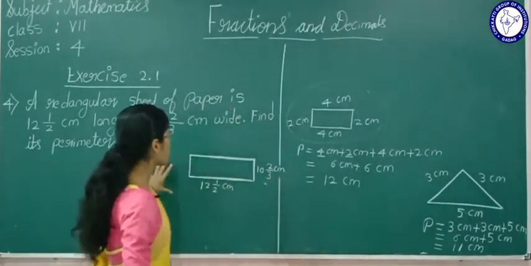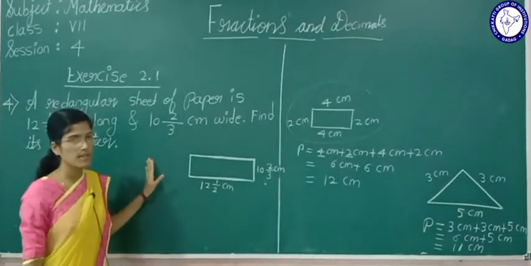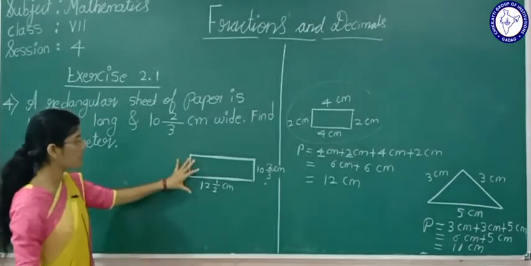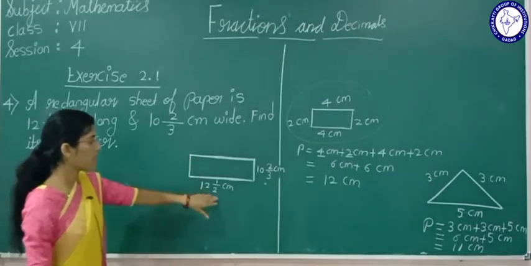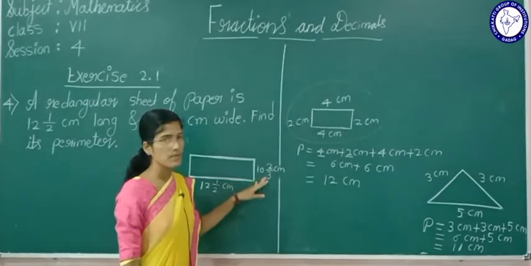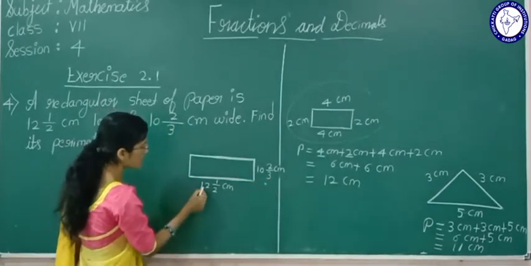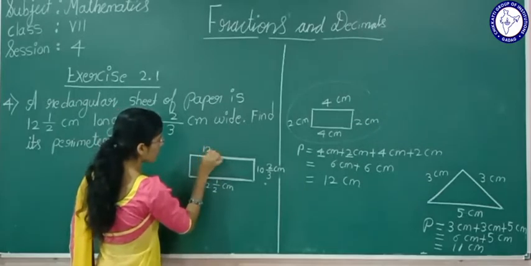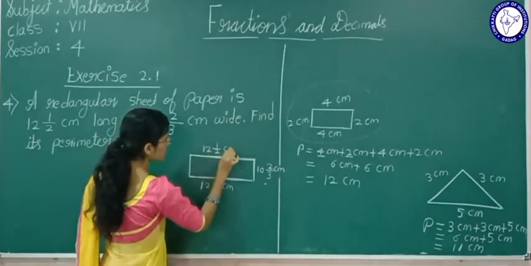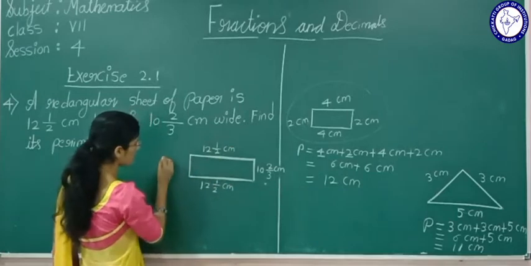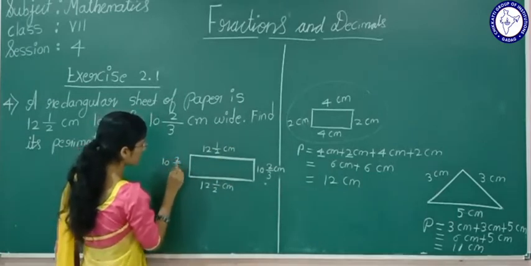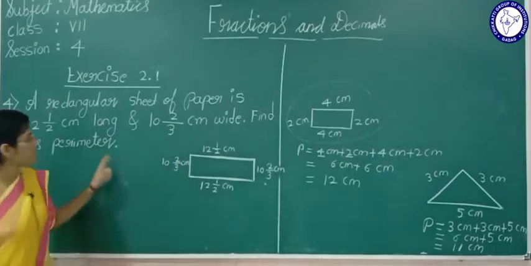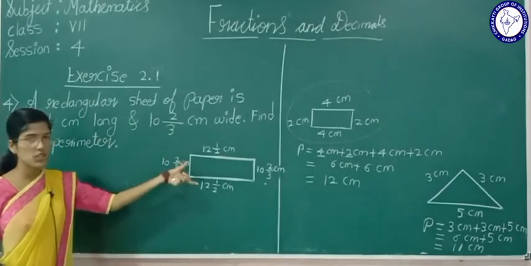Now, related to perimeter, one question they have given. One rectangular sheet of paper is there. They have given the length and they have given the breadth. Now see here, the length is 12 integer 1/2 centimeter. In a rectangle, opposite sides are equal, yes or no? Yes. They told us to find the perimeter of this rectangular sheet of paper.